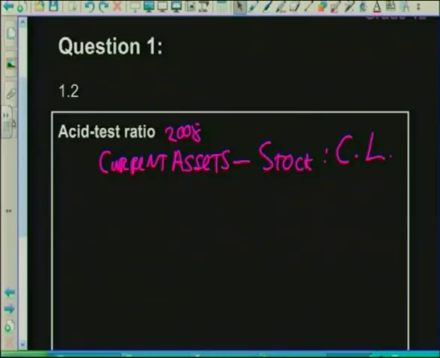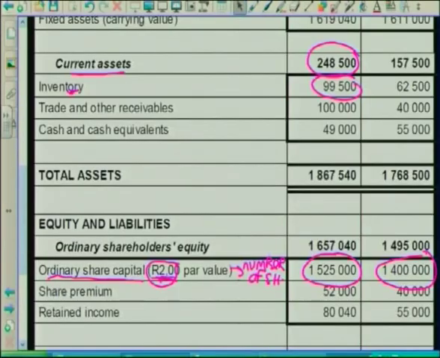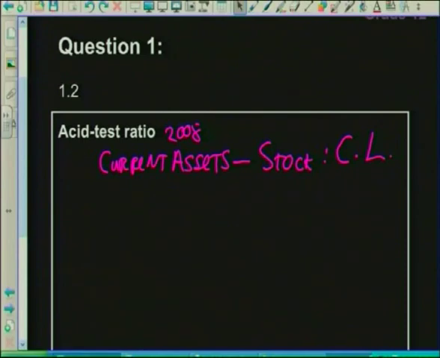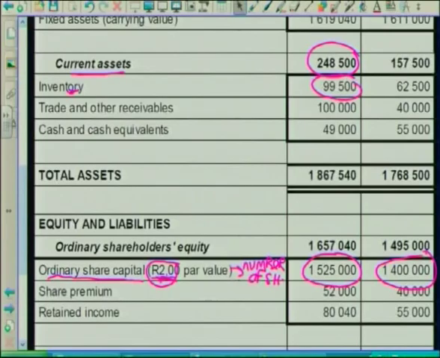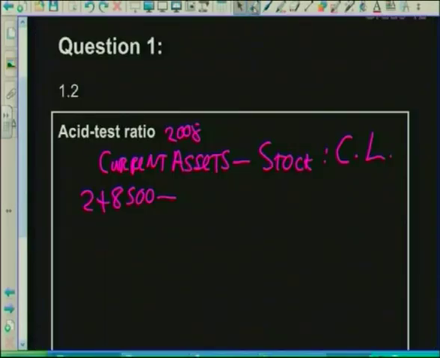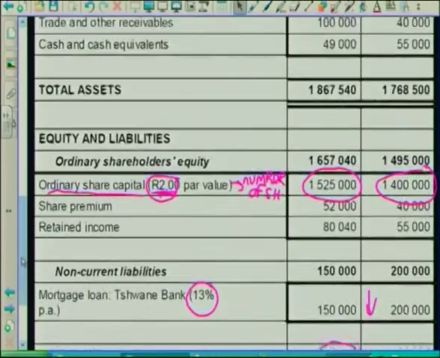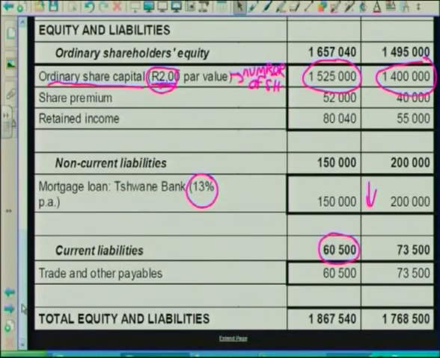So let's now do this calculation. Our current assets is an amount of 248,500. We are subtracting our inventory or our stock. So let's go back to our balance sheet. There's our inventory, 99,500. So minus 99,500. And we're going to be comparing this to our current liabilities. So again, back to our balance sheet. Current liabilities, there's my amount, 60,500.